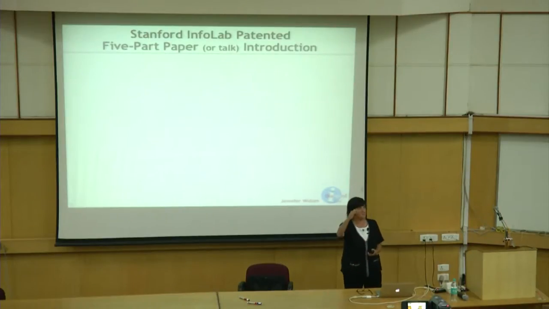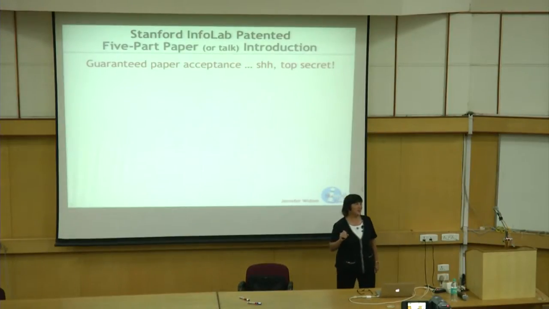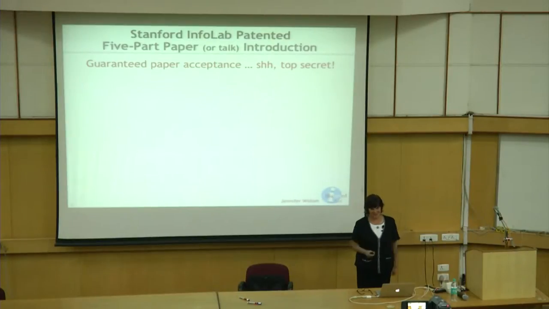It's basically five questions that you need to answer in the introduction to describing, say, some result that you got. So guaranteed paper acceptance if you use this five-step strategy, top secret Stanford InfoLab secret strategy. Unfortunately, we've had a few things rejected, but I do think it's a good methodology, and I'm going to be using it during the talk.